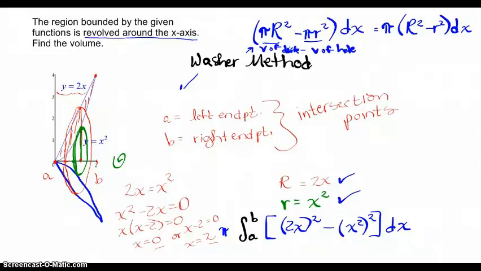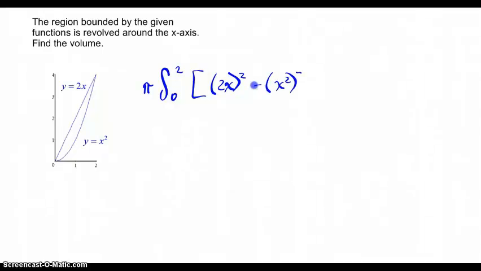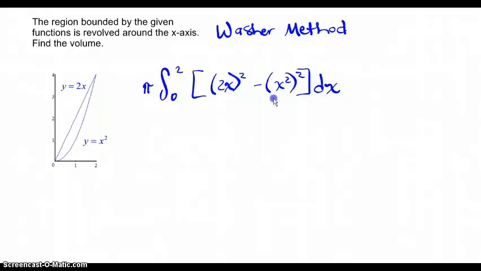So we're going to integrate. I think I'm just going to clear all of this off, and that may help us. So we said we were at pi. We're going to integrate from 0 to 2. We said big R was 2x, the upper bound is the line. We said little r was x squared, the lower bound is the parabola. And there we have it. There is, using the washer method, which means we're going to have a hole in the middle of our cylinders. So we need to subtract that volume from the entire volume of the disk. Here's how we're going to find it.